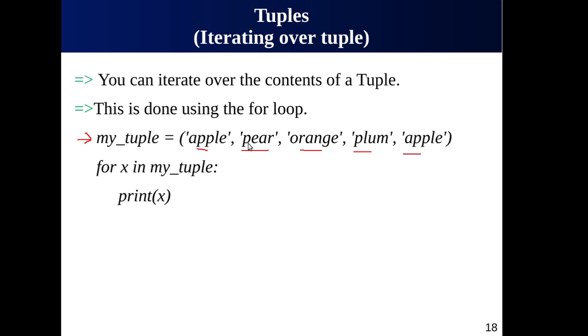If you want to display these elements by using a for loop, then the syntax is like this. This is the loop variable, control variable, in is the keyword, and my tuple is the name of the tuple. This loop will take values from this tuple. So print x. What is the value of x? The initial value of x is apple. It will print apple, then it will display pear, then orange, then plum, and then apple. So you can use loops in a similar way as we have used them with list to deal with the tuples.